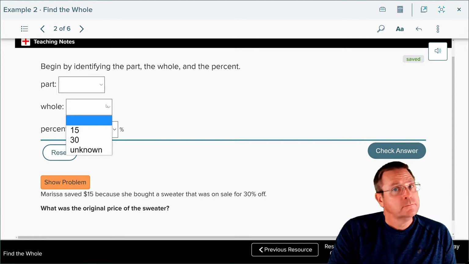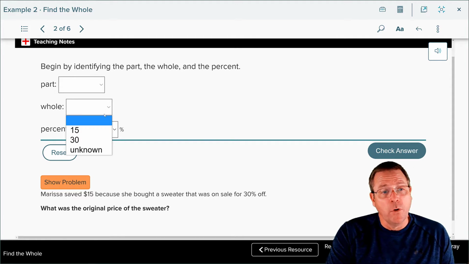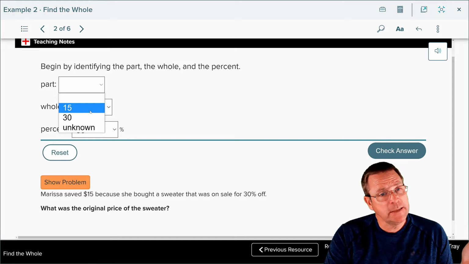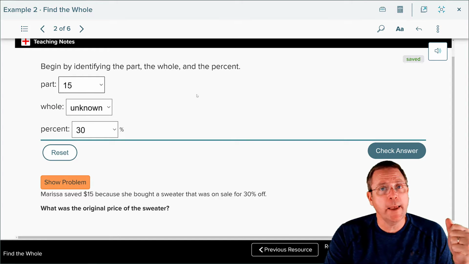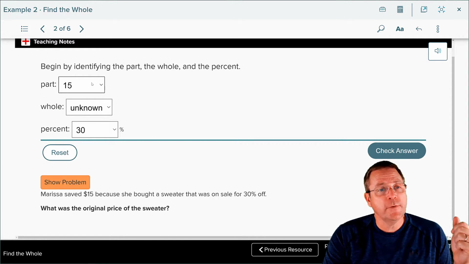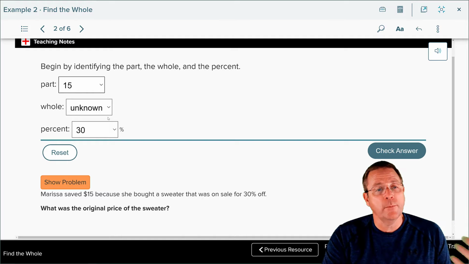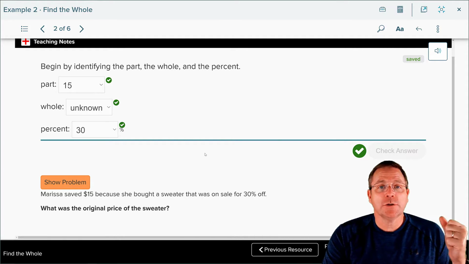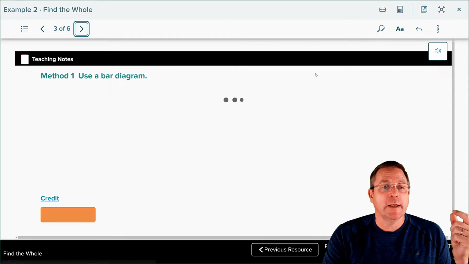The whole, we don't know anything about the whole. We do know a part, but that part is going to be how much was saved. But it's still the closest thing to a part we have. So we're going to save $15 from the whole price. And we're going to check our answers. That part checks good. So let's keep moving on to the next stage.